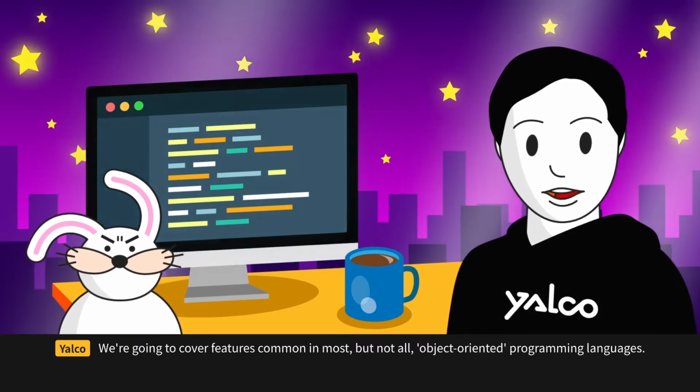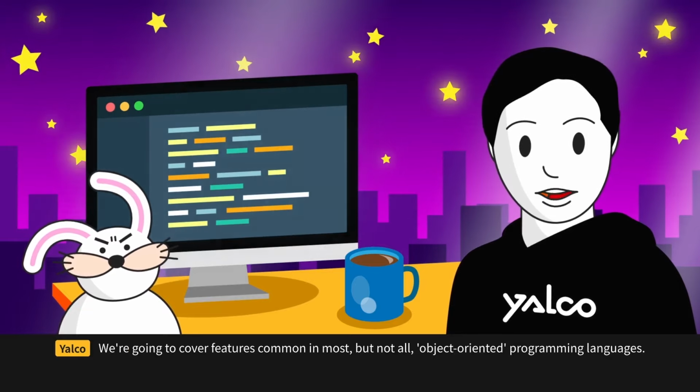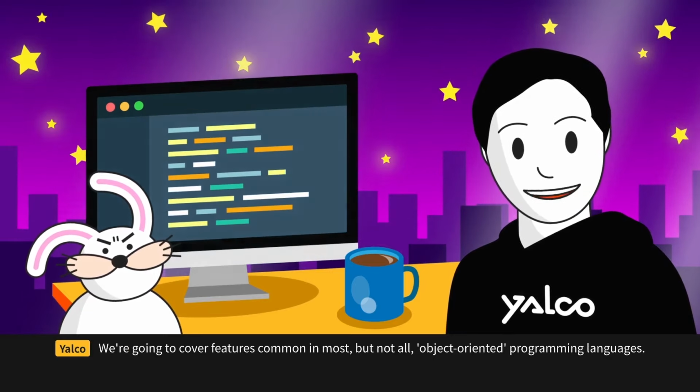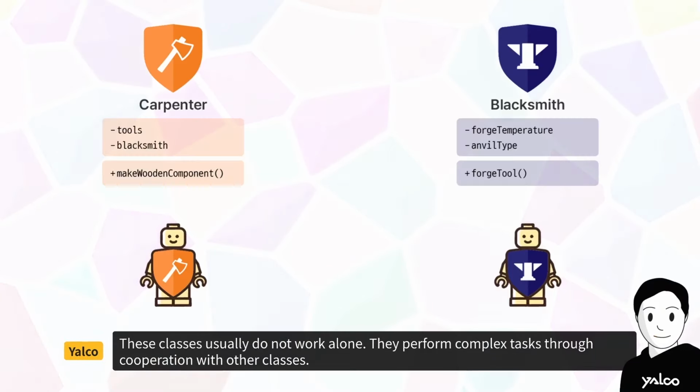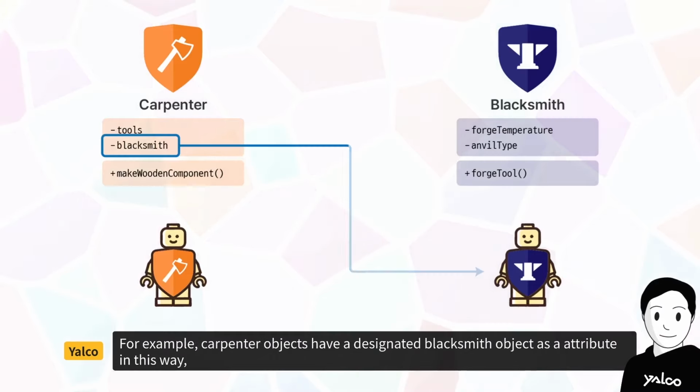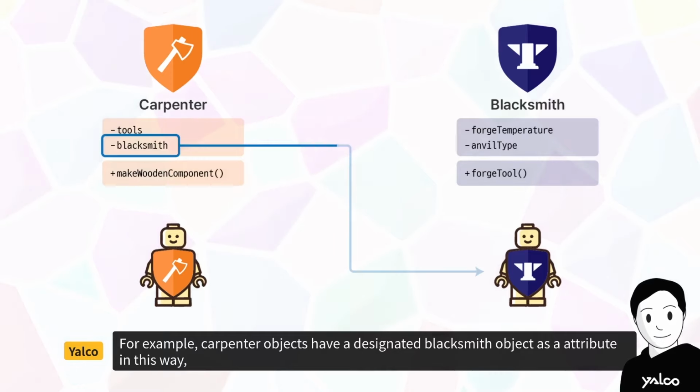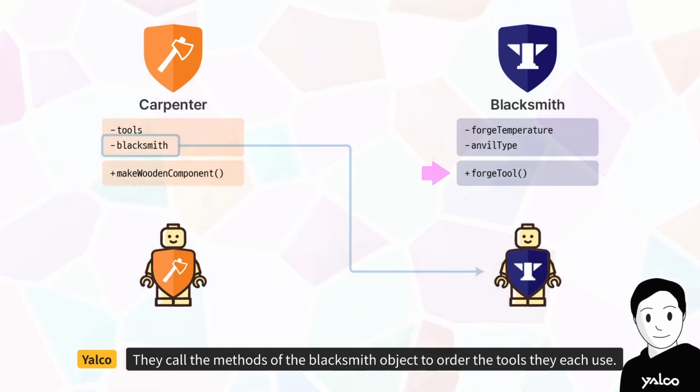We're going to cover features common in most, but not all, object-oriented programming languages. First, let's learn about encapsulation. These classes usually do not work alone. They perform complex tasks through cooperation with other classes. For example, carpenter objects have a designated blacksmith object as an attribute in this way. They call the methods of the blacksmith object to order the tools they each use.